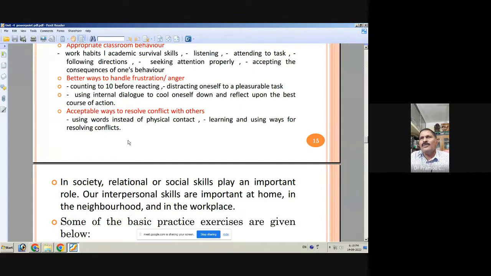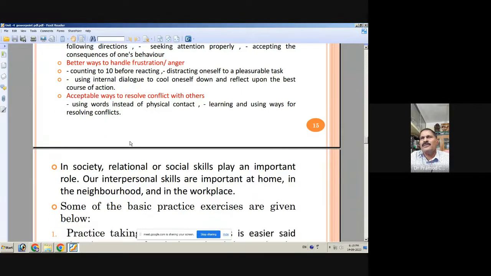So always try to dialogue with yourself in a cool mood. Internal dialogue, cool mood dialogue should be there. And when there is a dialogue in the cool mood, that will reflect your behavior. That will reflect your behavior. And that is the best thing when you become cool.